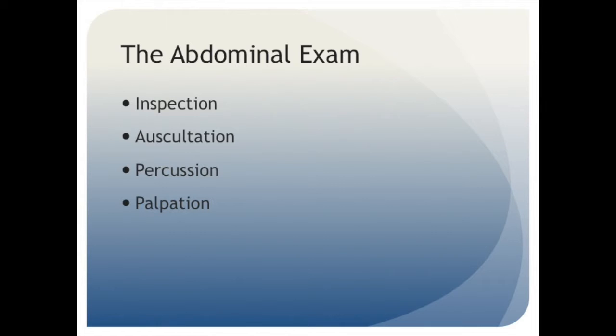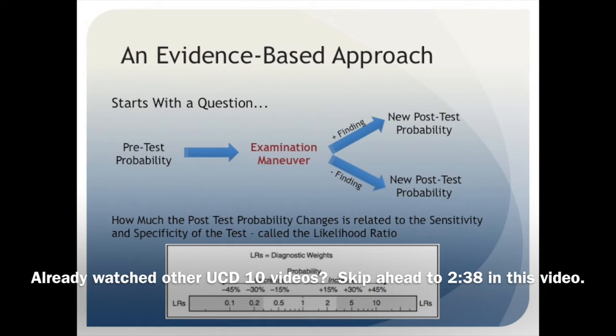We all know the four basic tenets of the abdominal exam: inspection, auscultation, percussion, and palpation. And while these provide the foundation for our abdominal exam, this video will discuss a different approach. An evidence-based approach to the physical exam begins with a diagnostic question. For example, does this person have chronic anemia?